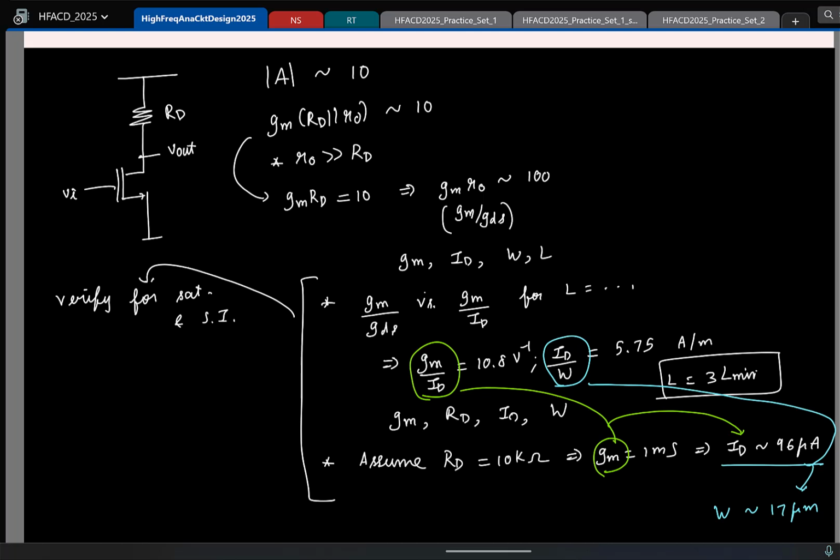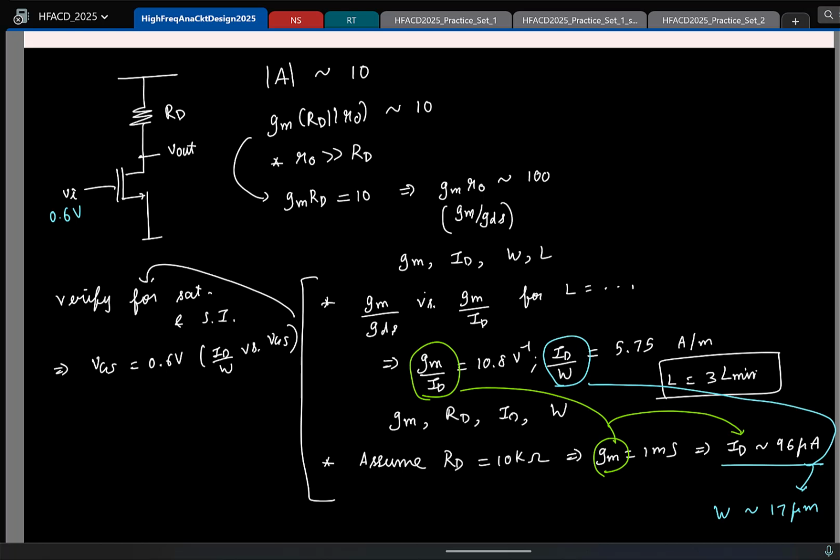So here you can quickly do this. Now I know what gm by ID and ID by W are. I can quickly look at the corresponding VGS. In this case, I think the VGS turned out to be about 0.6 volts. And this you get basically from any of the plots. Let us say you plot ID by W versus VGS, or gm by ID versus VGS.